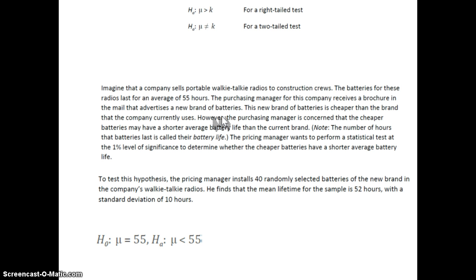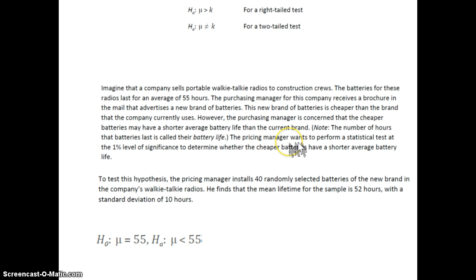Imagine a company sells portable walkie-talkie radios to construction crews. The batteries for these radios last an average of 55 hours. The purchasing manager for the company receives a brochure in the mail that advertises a new brand of battery. This new brand of battery is cheaper than the brand the company is currently using. However, the purchasing manager is concerned that the cheaper batteries may have a shorter average battery life than the one they're currently using. Okay, and by battery life, we mean the number of hours that batteries last.